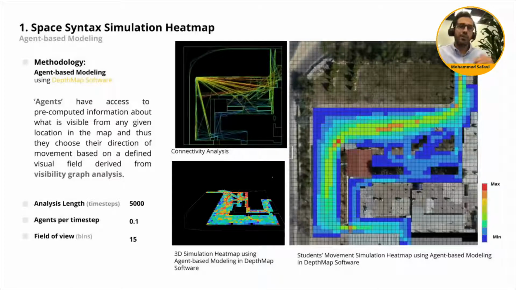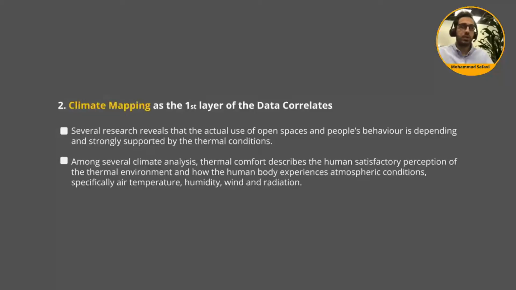Our first layer of data correlates was climate maps. It was very important for us because Shiraz is located in a very hot and arid area, and you often see students move toward areas that are thermally comfortable for them. So we needed an approach that could consider the impact of various climatic factors, such as humidity, wind, radiation, and air temperature, on a student's movement.